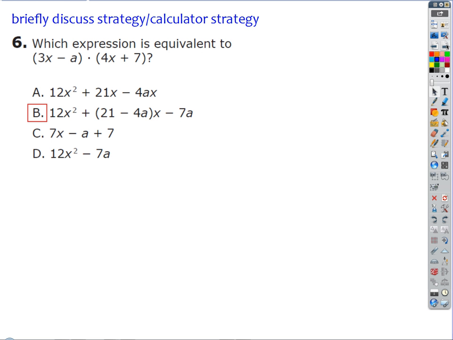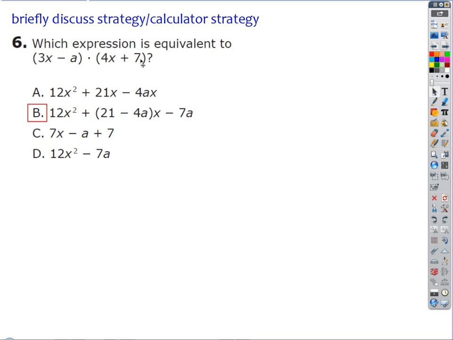Okay, what about this one? Which expression is equivalent to this one? What are some things I could do? Well, if I wanted to, I could expand this whole thing out, right? I could distribute the 3x through and the negative a through and add up like terms, and then do the same for each one of these and see which one is the same. That's fine. I can do that. That's the math way of doing it, the algebra way.